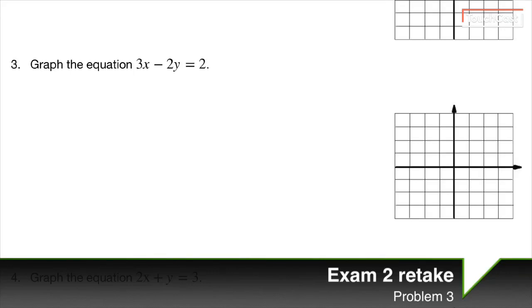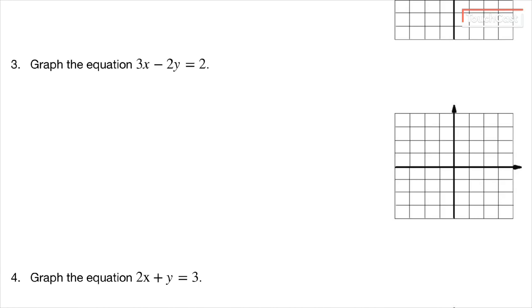Okay, so problem 3 asks you to graph the following equation, 3x minus 2y equals 2. To do this, there's a few different approaches that you can take. In this type of scenario, I prefer to use the slope-intercept form, which is y equals mx plus b. And what I like to do is take this equation that they've given us and put it into this form.